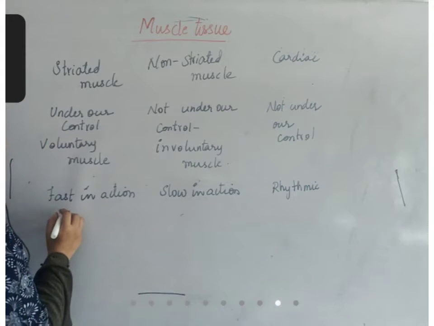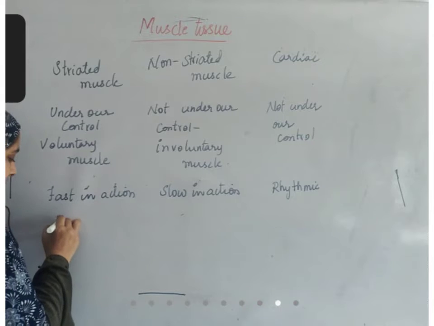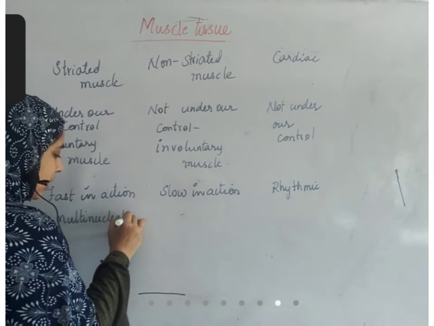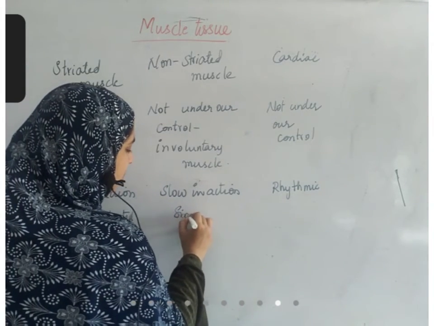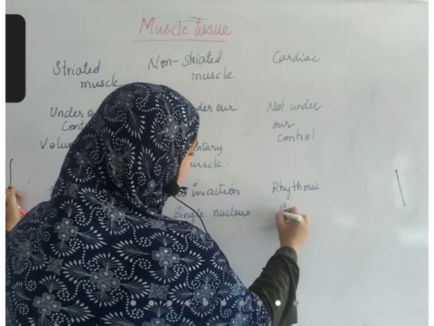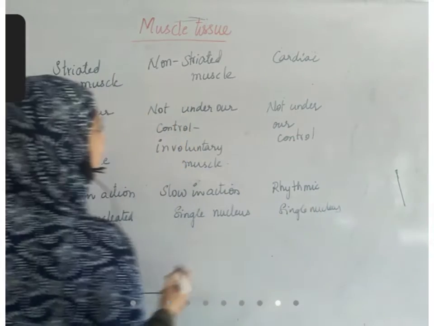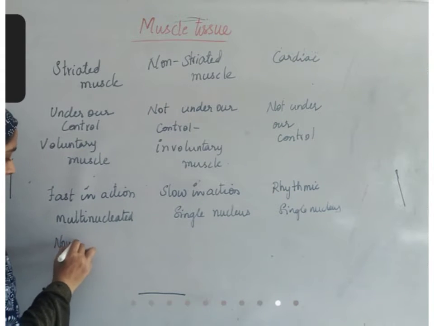Take the number of nuclei. Striated muscle is multinucleated. This one has a single nucleus. This one also has a single nucleus. So again, one similarity. Take the intercalated disc: in striated muscle, no intercalated disc.